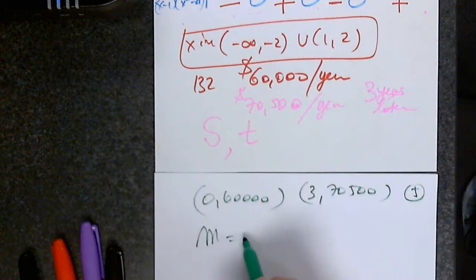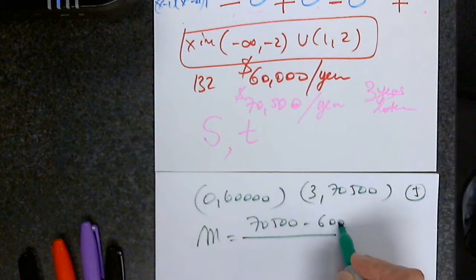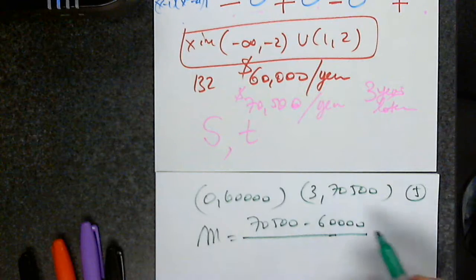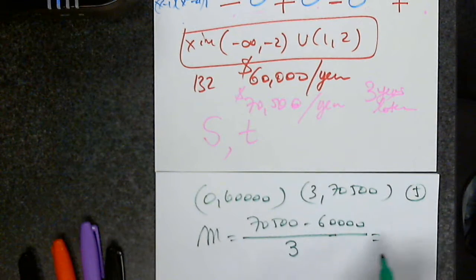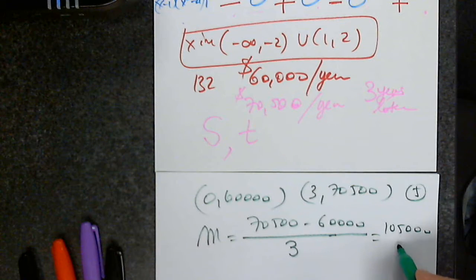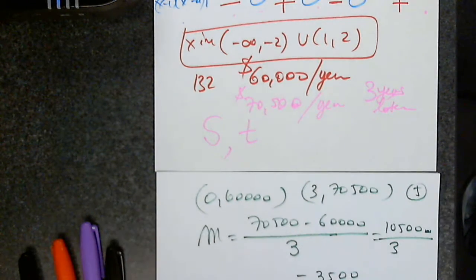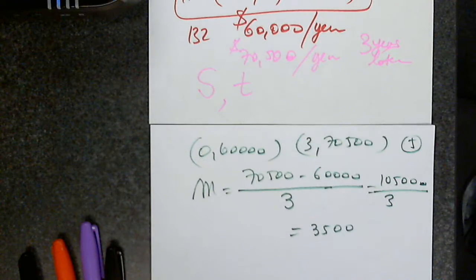I have to find the slope. So 70,500 minus 60,000 divided by 3 minus 0. Okay, so I get 10,500. 10,500, right. Divided by 3, and that is 3,500. Without a measurement unit, this means nothing. What is the measurement unit?